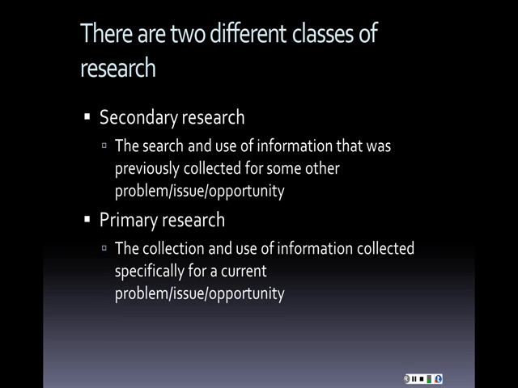Primary research, on the other hand, could be conducted the same way, but it's research that I'm actually commissioning. So I'm going to collect and use information specifically commissioned for a current problem, issue, or opportunity. So what it means is I've identified a research need. I haven't found any secondary research that will satisfy that need, and so I'm actually going to initiate and conduct some new research. And so it is created primarily for me.